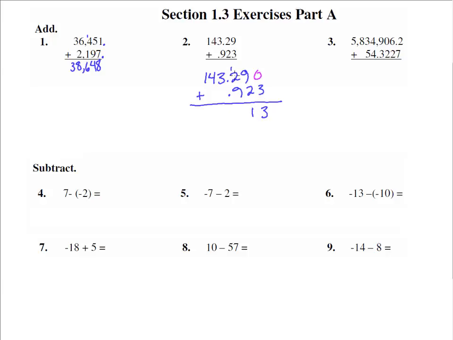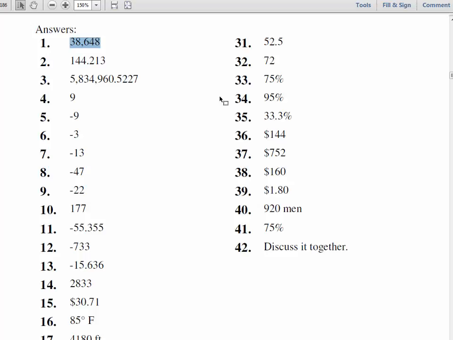1 plus 2 plus 9 is 12. So again, we're going to carry the 1. Make sure that decimal is right down here, straight below it. 1 plus 3 is 4. 4 plus 0 is 4. And 1 right there. 144.213. And here we go, number 2 is indeed 144.213.